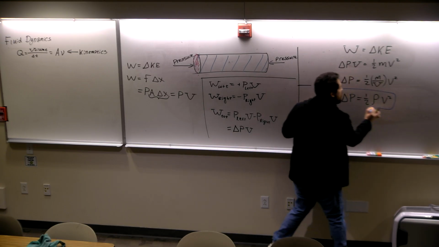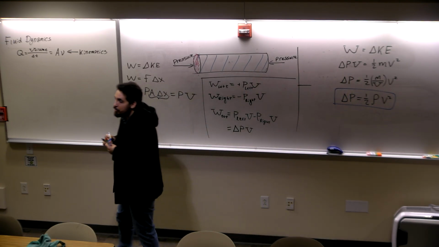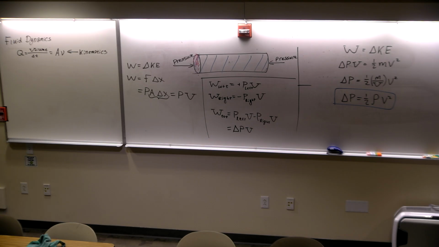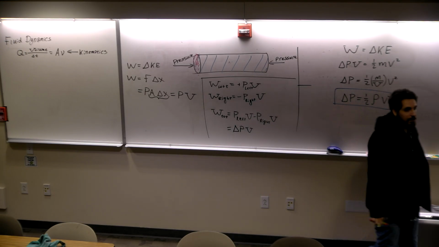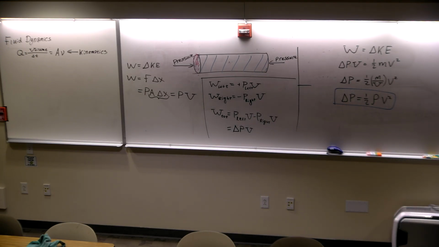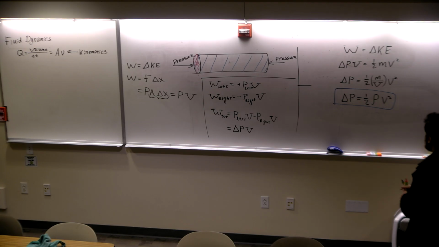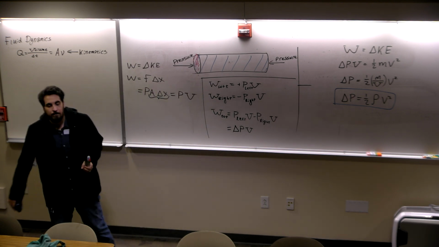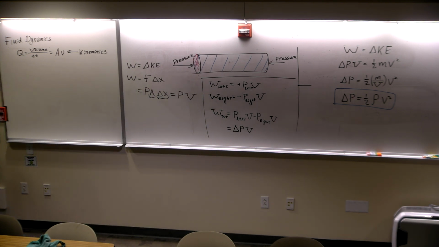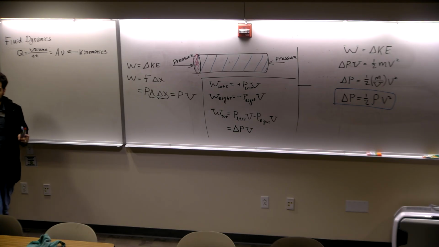This is the work kinetic energy theorem applied to fluids, where now we say the work is basically our change in pressure, the difference between pressure of the inlet and outlet of our pipe, and our kinetic energy is 1/2 the density times the velocity squared, sorry. Okay, any questions, any thoughts? We're going to take this a step further.